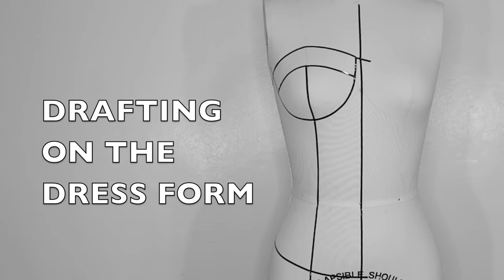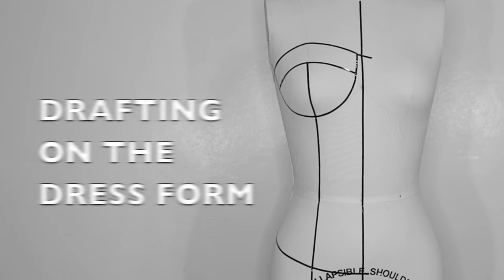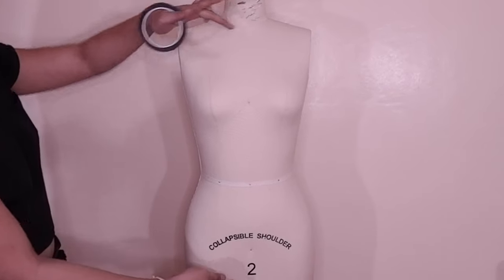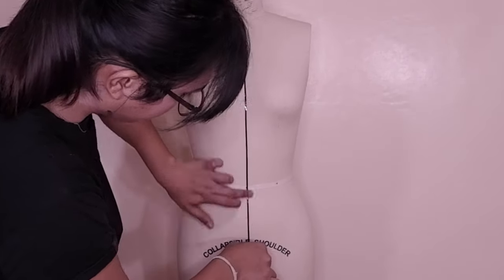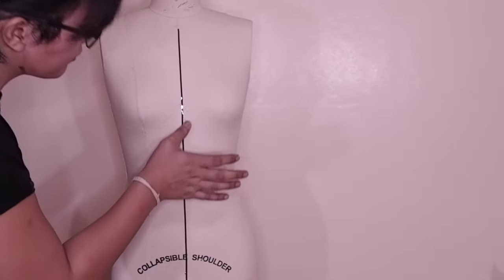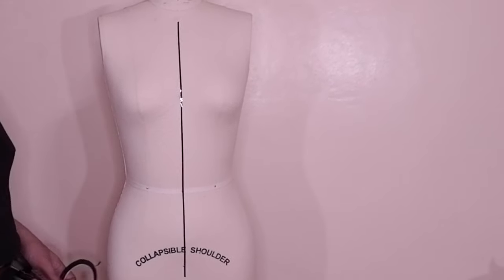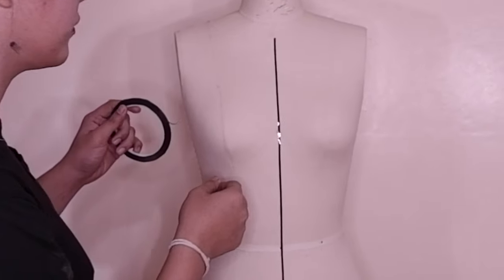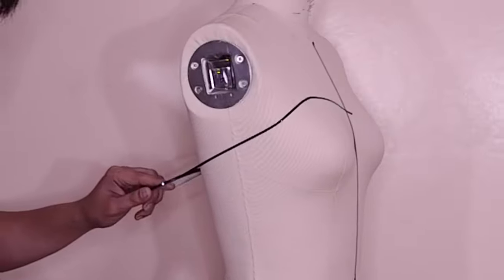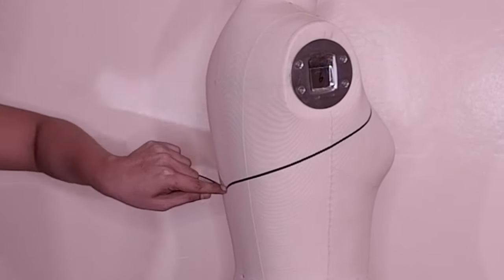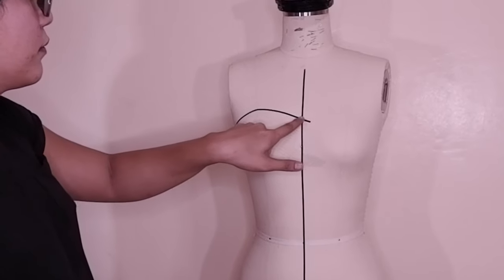Let's move on to the first step, which is drafting on our dress form. The first part that I will draft is the front center line. I'm using my drafting tape. And keep in mind to follow the lines on your dress form. Next is the neckline of my bustier. I am just drafting a semi-heart shaped neckline for this one and passing through the side seam and going to the back area.